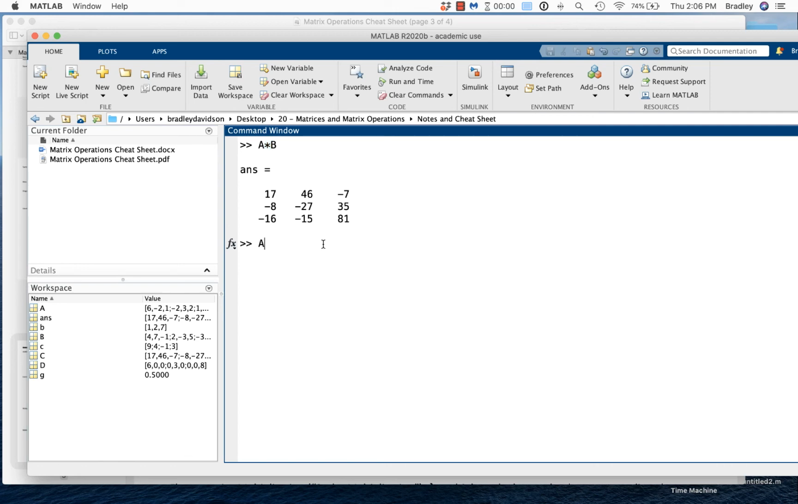Now, if we wanted to take A times B, but we wanted to simply multiply 6 times 4 and put it in the first element, negative 2 times 7 and put it into the first row second column, and then 1 times negative 1, put it into the first row third column, and so forth, all the way down to the third row third column, 9 times 8, then instead of using A times B, we would use A dot times B. And so this is called an element-wise multiplication or scalar multiplication.